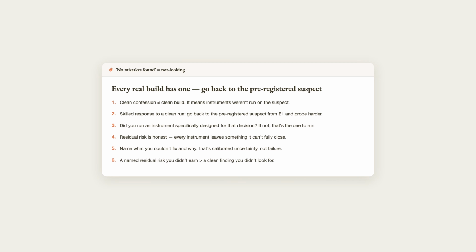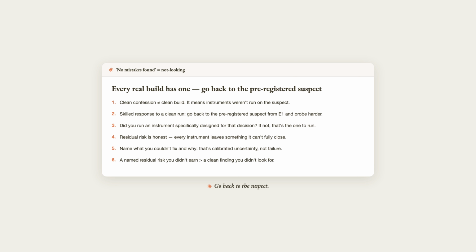A clean confession is not evidence of a clean build. It is evidence that the instruments were not run, or were not run on the thing you were least sure about. The skilled response to a run that produced no finding: go back to the pre-registered suspect from the build note in episode 1. That is the decision you were least sure about. Did you run an instrument specifically designed to probe that decision? If not, that is the instrument to run.